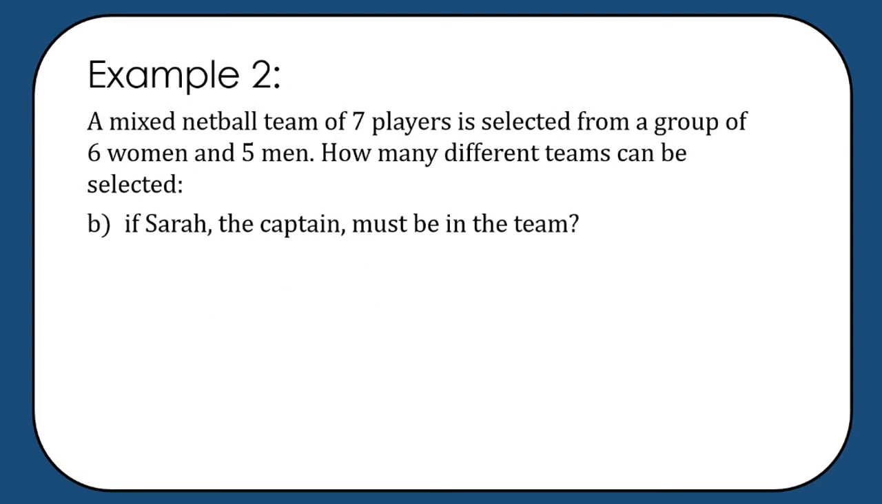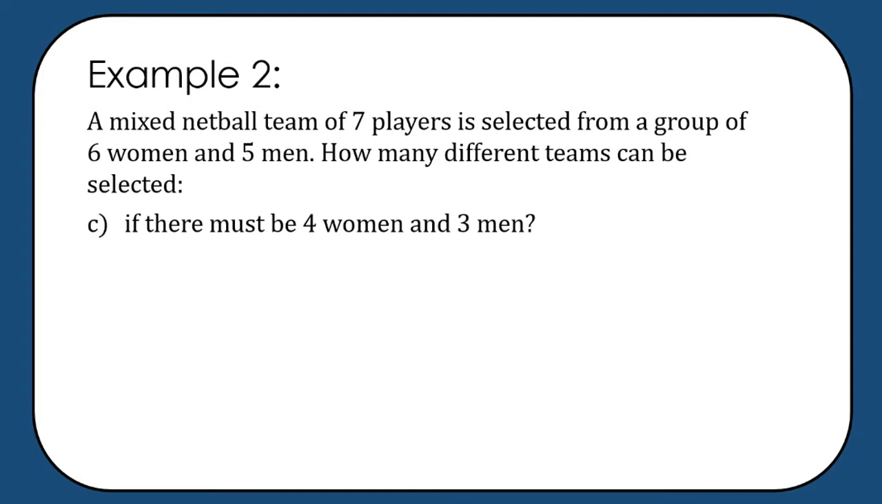Same situation, but this time we want to know how many teams we can select if Sarah, the captain, must be in the team. There's one way to choose Sarah, the captain, and, so multiplying, we also wish to choose 6 other players to join her in the team. Again, there's no restriction on whether these have to be men or women. We've already put Sarah in the team, so we have 10 people remaining, from which we need to choose 6. So 1 times 10 choose 6, or just 10 choose 6. Going to my CAS, 10 choose 6 gives me 210 different teams that have Sarah in them.